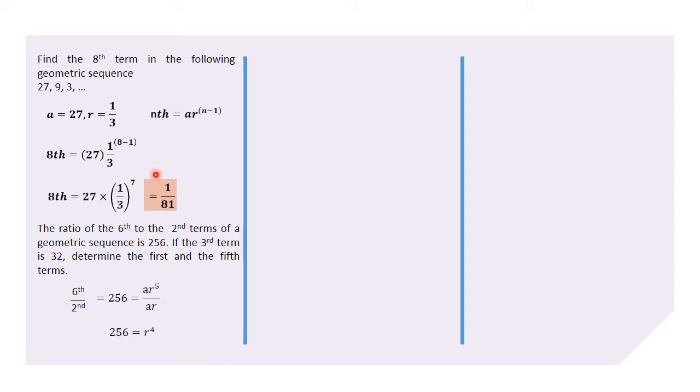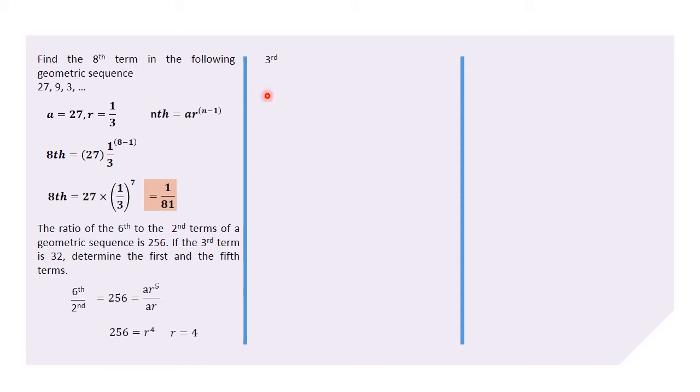Now, AR raised to power 5 divided by AR simply is going to be R raised to power 4, because the A's will cancel and R raised to power 5 divided by R gives us R raised to power 4. And that therefore means that R is the fourth root of 256, which is 4.